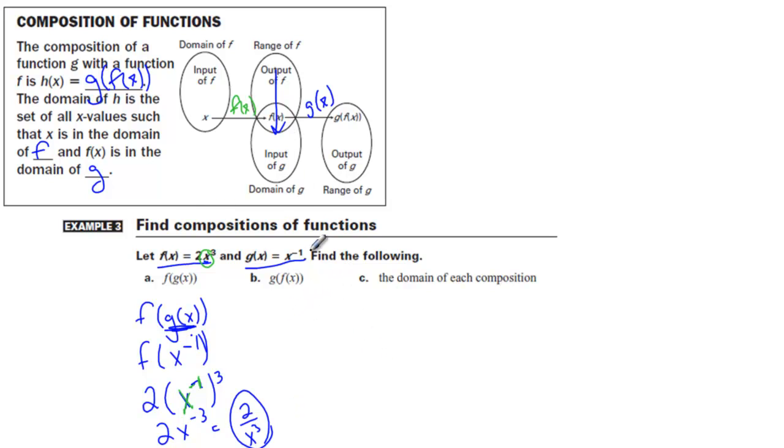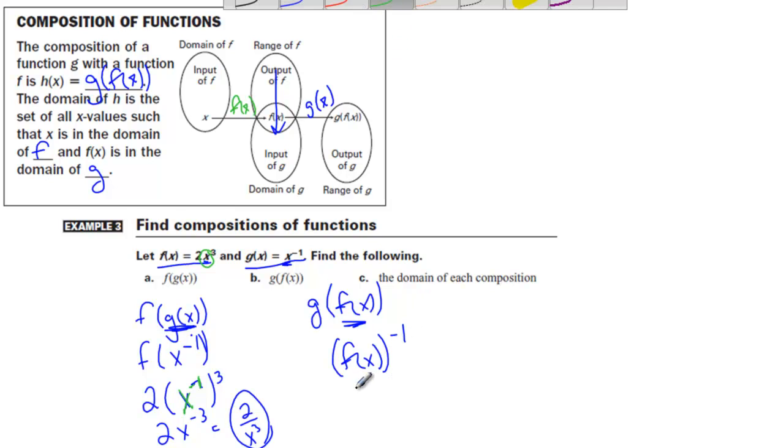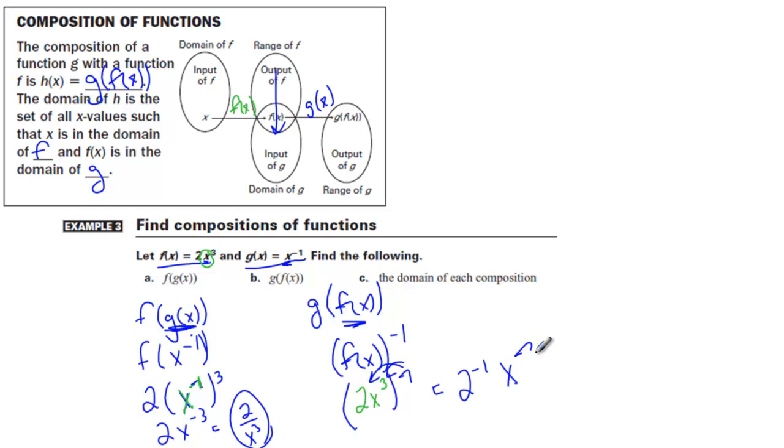For g of f of x, I'm going to go ahead and do the same thing. I'm going to say g of f of x. Now one of the things that we can do, and maybe this will make it a little bit easier, is I'll replace this x with f of x, because this is what's going into g. And so I could say f of x to the negative 1. And when I see f of x is 2x to the third, I can say 2x to the third to the negative 1. And now I distribute this negative 1 there and there. And that's going to give me 2 to the negative 1 and x to the negative 3. Because they're both negative exponents, they would go on the bottom. And I would say 1 over 2x cubed is my solution.